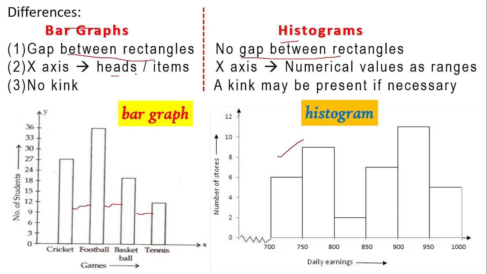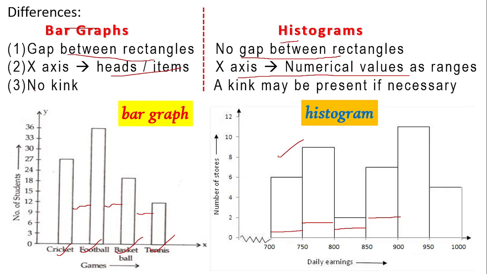In the bar graph, the x-axis has heads or items: cricket, football, basketball, tennis. But in the case of histograms, the x-axis has numerical values as ranges. Actually, this rectangle represents 700 to 750. This represents 750 to 800. This is 800 to 850, 850 to 900. They are numerical ranges of values.